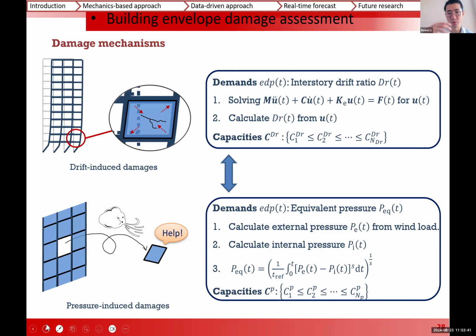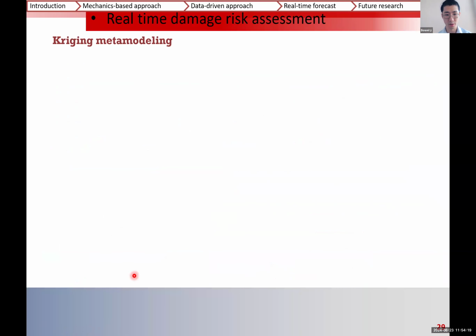That means if drift-induced damage happens, then there will be a reduction to the capacity against pressure. Okay, so given wind speed and direction, we already have all the information to simulate the envelope damage. But if we directly do that, the difficulty for the real-time forecast is that it is way too time consuming. It is computationally demanding again. So now it comes to the third part, where we try to accelerate the simulation.